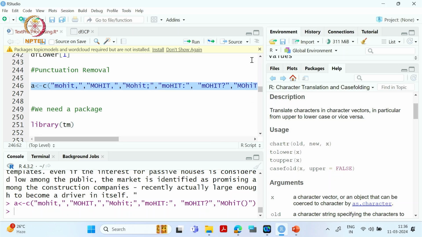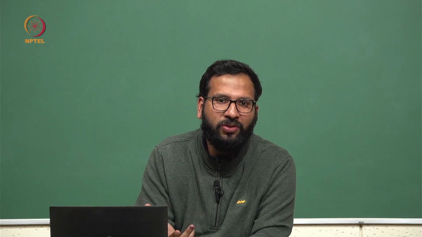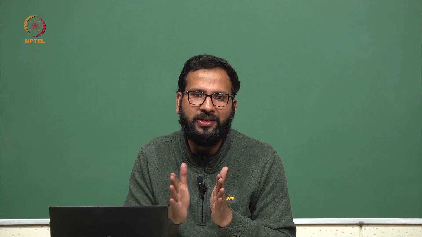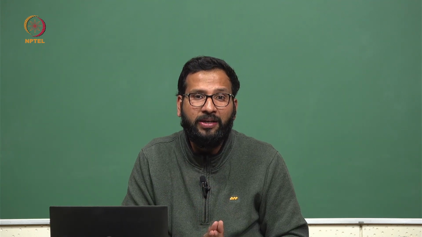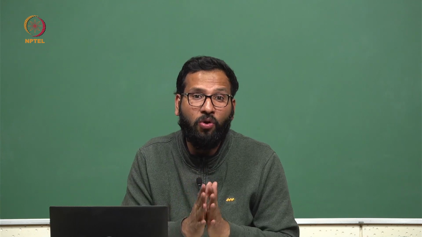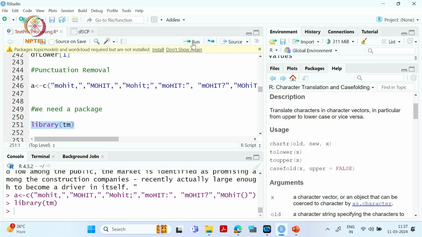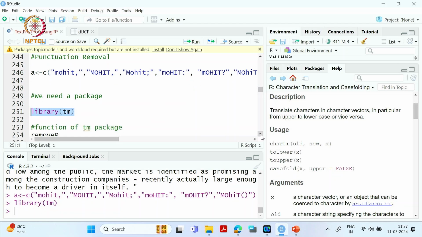To remove the punctuation, we need a package. There are different kinds of packages, but whenever we are doing text mining, we have a separate package called tm. The tm package has a function called removePunctuation. If you don't have the package tm installed on your machine, it will display here that package tm and other required packages are not installed. But if it is installed, we have to call that library. So we'll call it, and our tm package is loaded.